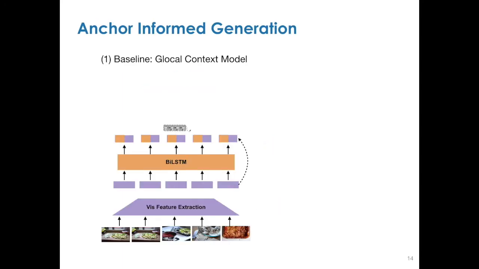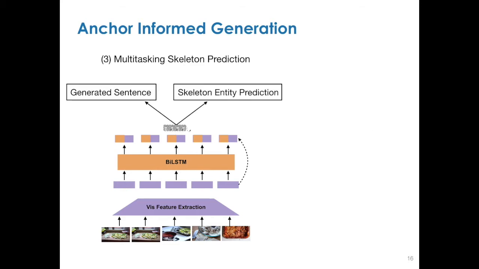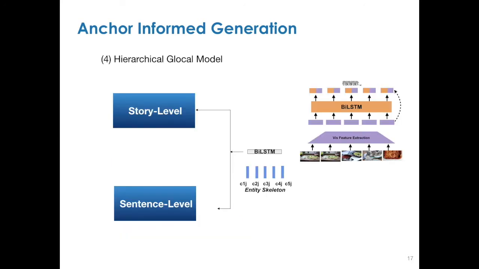First, let's look at the baseline, which is essentially a seq-to-seq model that extracts visual features followed by a bidirectional LSTM that extracts local and global features. We improved this model to make a fair comparison and a stronger baseline by augmenting the decoder with the entity skeleton words. In addition, we also proposed a multitask skeleton prediction model which generates the sentence as the primary task, the secondary task being the skeleton entity prediction.